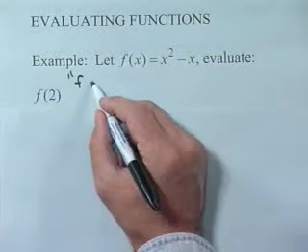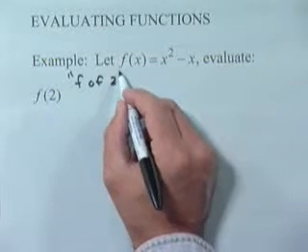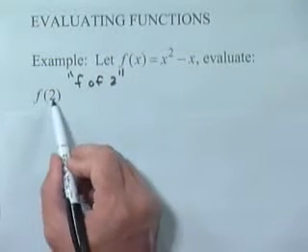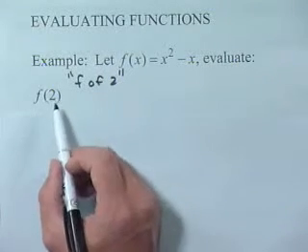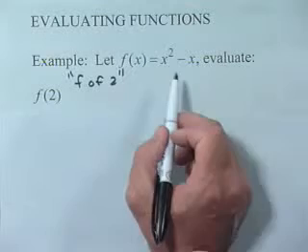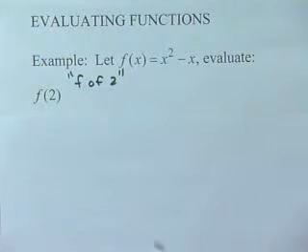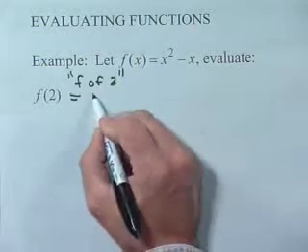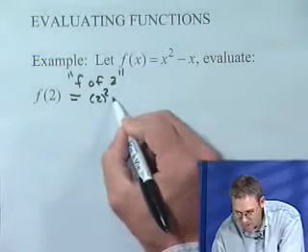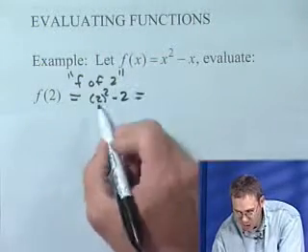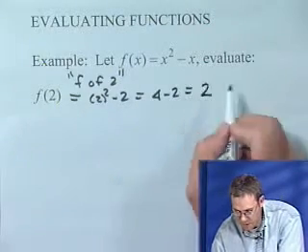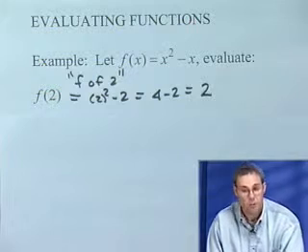f of 2. Now let's figure out what that means. f of 2 means that we want to figure out what happens when we plug a 2 into our function. So f of 2 means the same thing as plugging a 2 in for x, which is 2 squared minus 2, which is 4 minus 2. f of 2 is equal to 2.